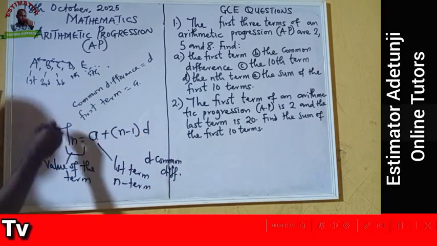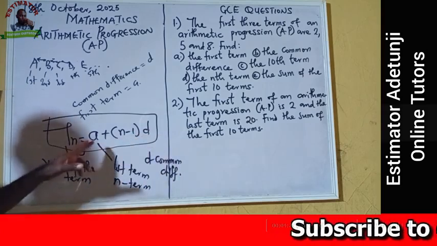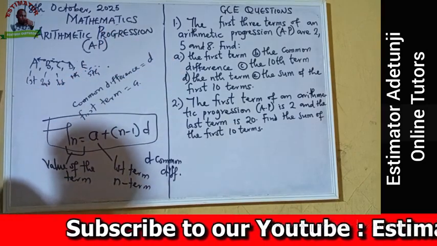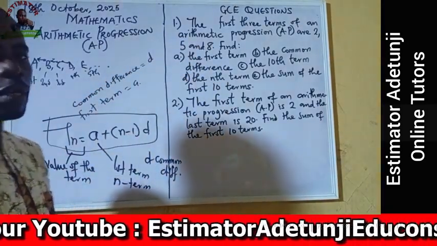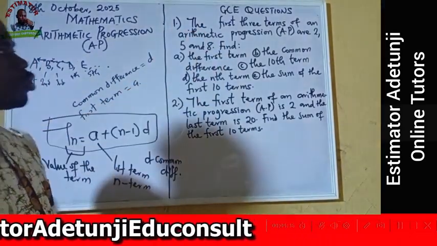With this now, the formula has been established. This is the formula to solve problems in AP. Here we have a question on the board. Let's see how we can go. The first question here, this is a GC question, for those of us that are preparing for GC, that will soon write our GC. You have a question on the board.